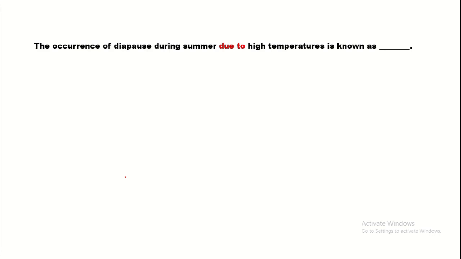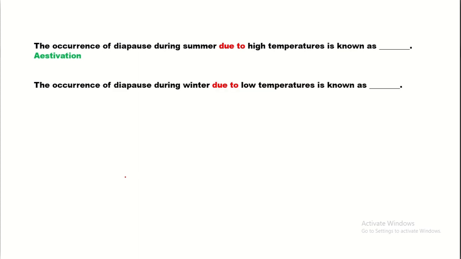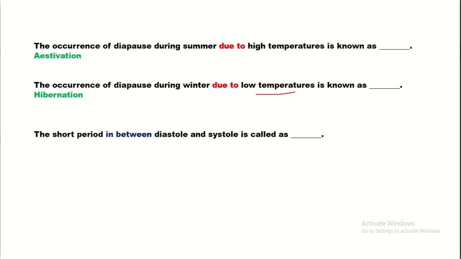The occurrence of diapause during summer due to high temperature is known as aestivation. The occurrence of diapause during winter due to low temperature is known as hibernation. The short period between diastole and systole is known as diastasis. The synaptic gap is approximately 100 angstrom.